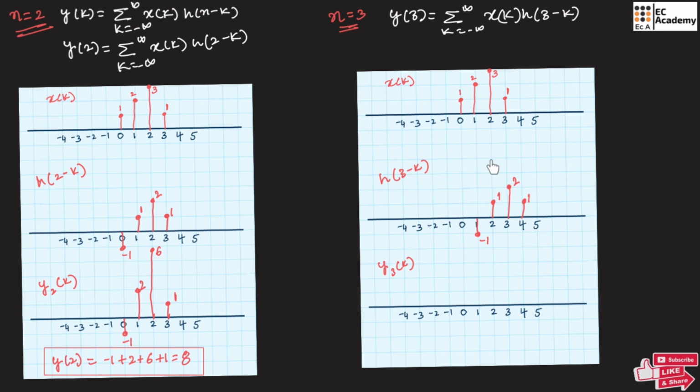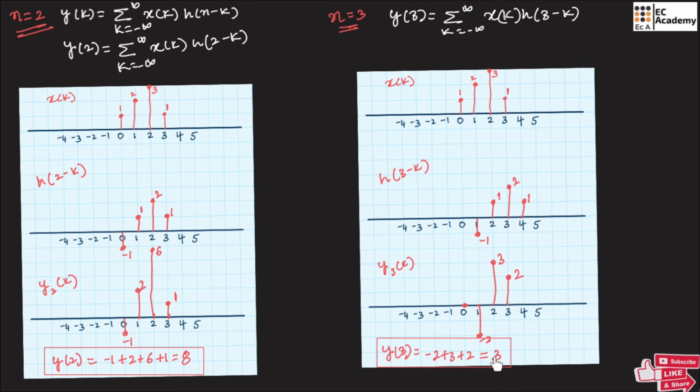So if we multiply these two sequences, we will get at 0, we will get 0, since we are multiplying 1 with 0. Then we will get minus 2, then 3, then at n is equal to 3, we will get 2. So we can find y of 3 as summation of all these values, which is minus 2 plus 3 plus 2, which is equal to 3. So y of 3 is equal to 3.